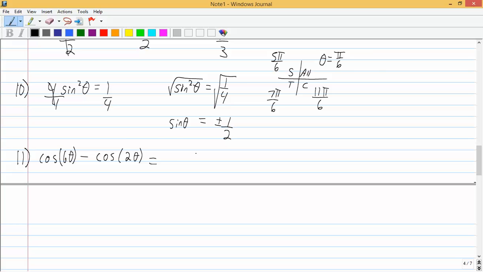So cosine minus cosine, the formula sheet says that's -2 sine of alpha plus beta divided by 2. So alpha plus beta, there's alpha, there's beta. So that's going to be 8 theta divided by 2 times the sine of alpha minus beta divided by 2. So it's going to be 6 minus 2 is 4 theta divided by 2. Okay, so that's -2 sine of 4 theta times the sine of 2 theta.